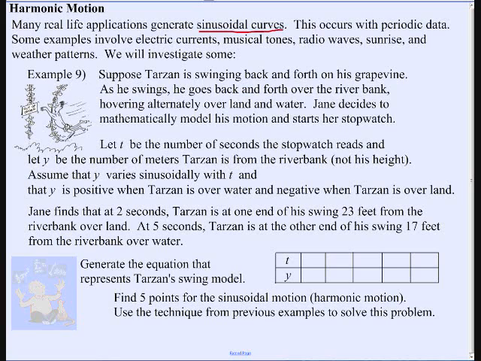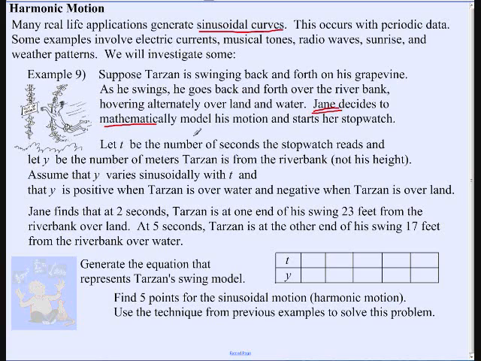We're going to take an utterly contrived idea here, and this is Tarzan swinging back and forth on his grapevine. And as he swings, he goes over the riverbank, and then back over the land, and over the river, over the bank. So Jane, his faithful companion here, decides to mathematically model his motion. So who's the mathematician here?